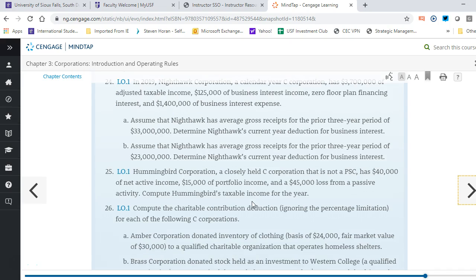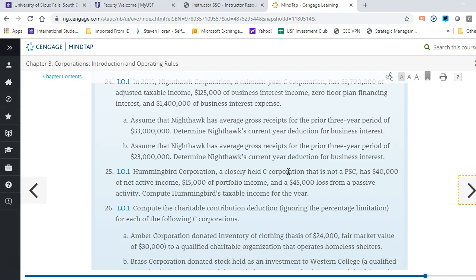Okay, the next question is 25. And it says here, a closely held C Corp that is not a PSC, which is a personal services corporation, has $40,000 of net active income, $15,000 of portfolio income, and $45,000 lost from a passive activity. What is their taxable income for the year? So part of the answer, it's a closely held C Corp, meaning it's just owned by a few people. It doesn't publicly trade. And there's a rule about that.